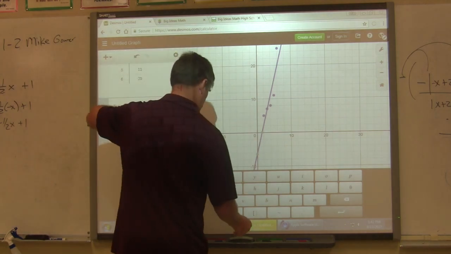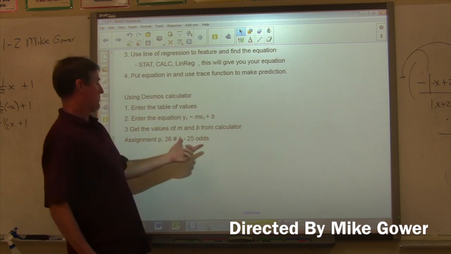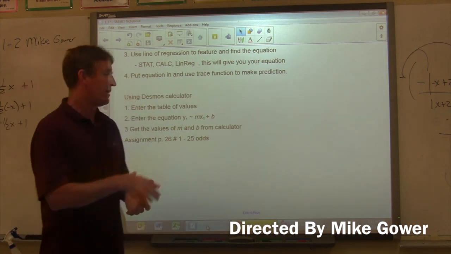So that's the assignment for today. And that's on page 26, numbers 1 to 25, the odds. And again, that will be on the Big Ideas Math, and it'll be on there for you.